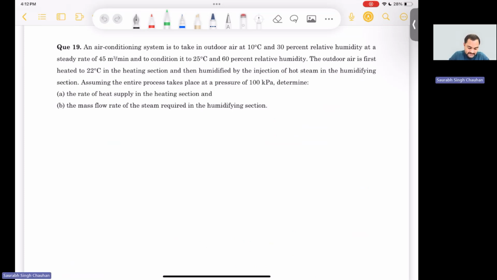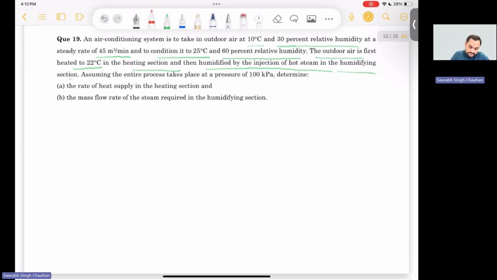So I will quickly read it. An air conditioning system is to take in outdoor air at 10 degrees Celsius, 30% relative humidity at a steady rate of 45 meter cube per minute, to condition it at 25 degrees Celsius, 60% relative humidity. Outdoor air is first heated to 22 degrees Celsius in the heating section, then humidified by injecting hot steam in the humidifying section.